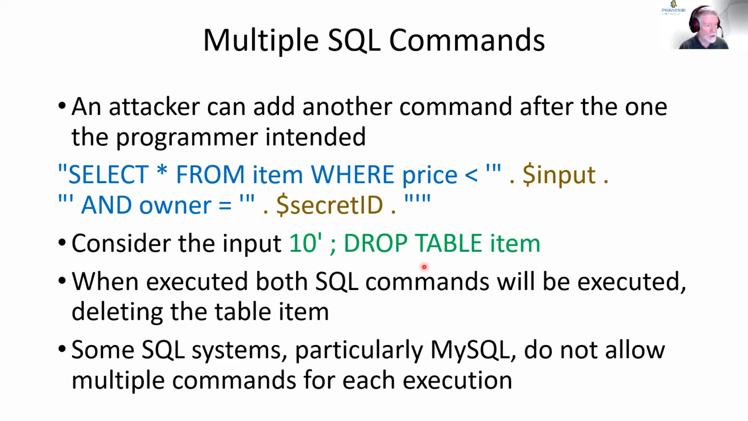And so what's going to happen is SQL is going to execute both statements. It's going to execute the select star from item where price is less than 10, and then it's going to do drop table item. Well, drop table item means delete the whole table. Just make it go away. If you don't want to get real violent and drop it, you can truncate. Truncate is another command in SQL. Truncate simply says, keep the table, but delete all the data that's inside. So you end up with a table with nothing there.